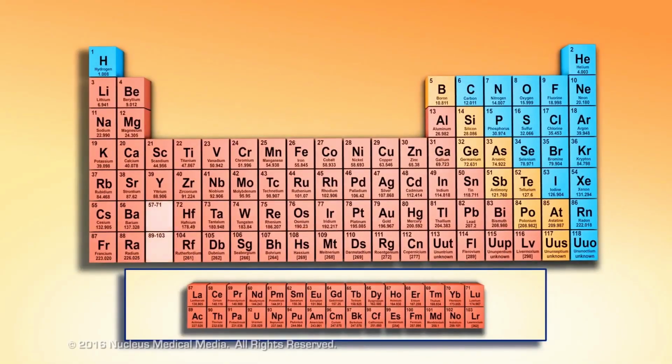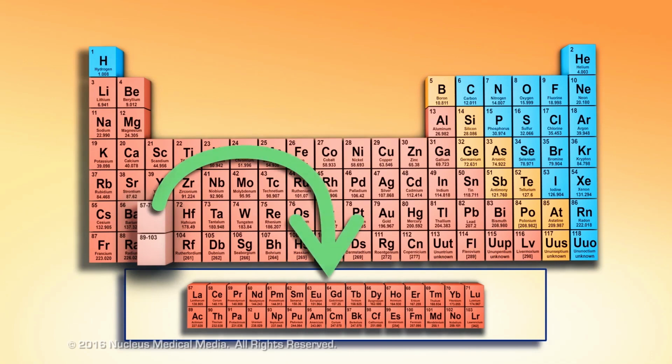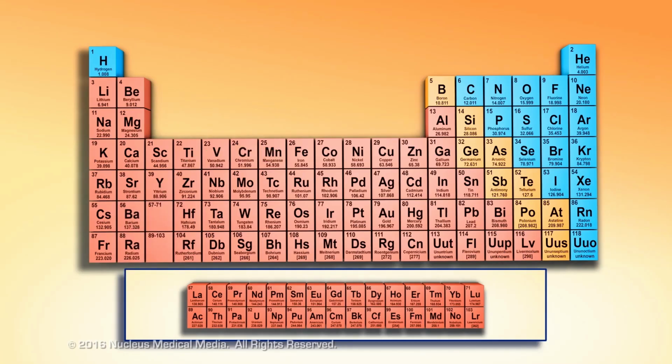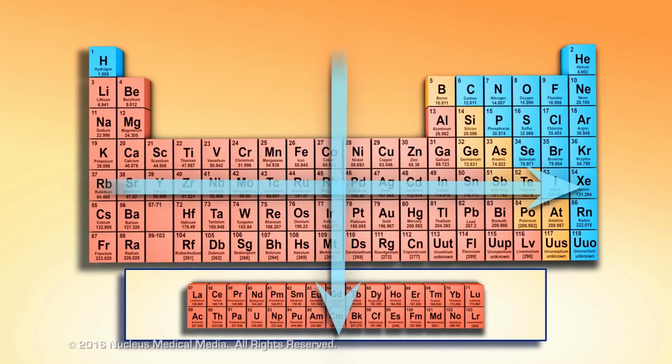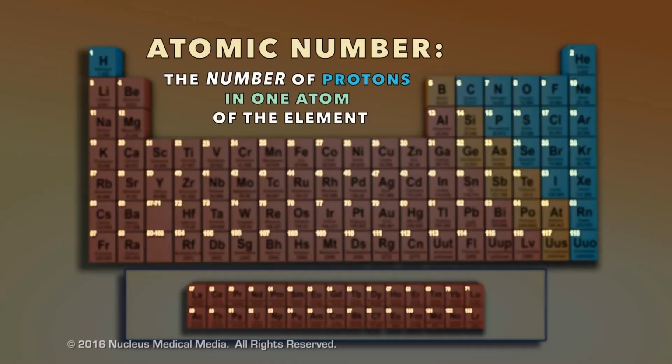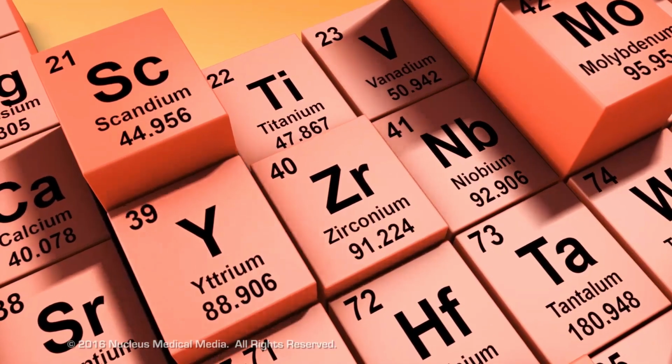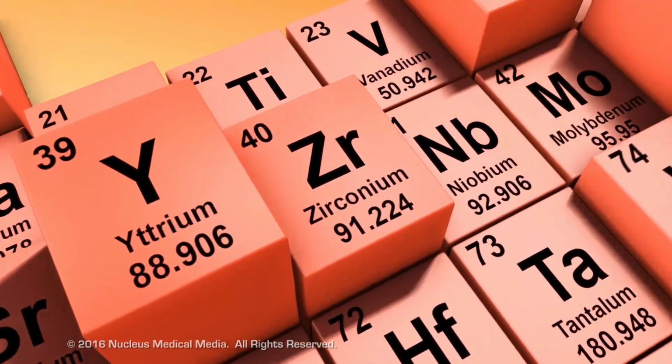A section from each of the two bottom periods has been pulled out and placed below the table to avoid making the table too wide. The elements are organized left to right and top to bottom by their atomic number, meaning the number of protons in one atom of the element. Each box shows an element represented by its unique symbol.